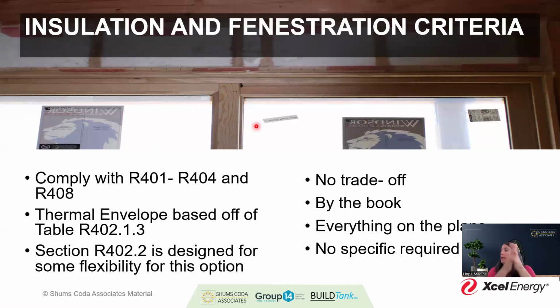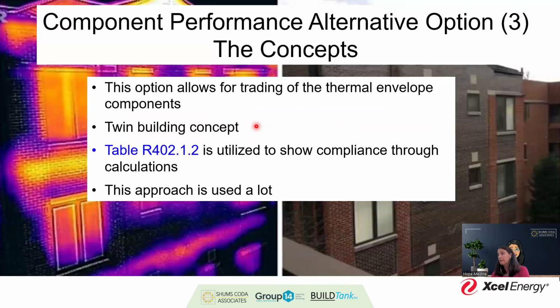So when we look at this particular pathway, again, R401 through 404 and 48 are the sections we have to comply with. We do have to take a look at and utilize table R402.1.3, but you do have some flexibility in the section of R402.2 that we're required to follow, and the R value option does have the ability for some flexibility. There's no trade-off with this. Everything happens to be by the book and everything has to be on those plans.